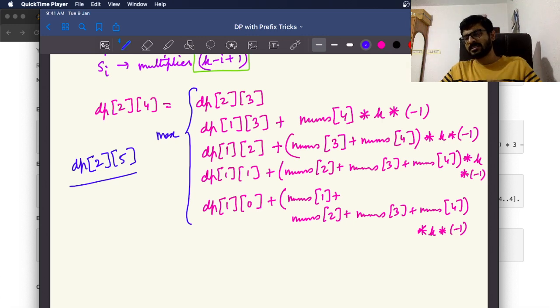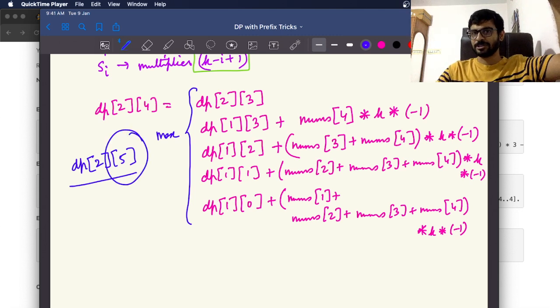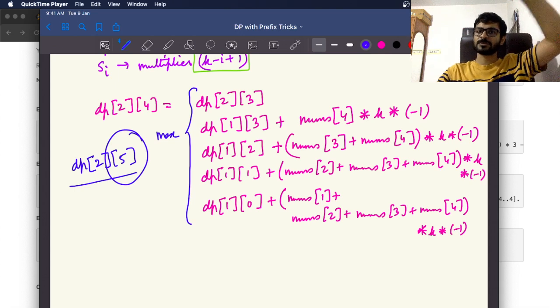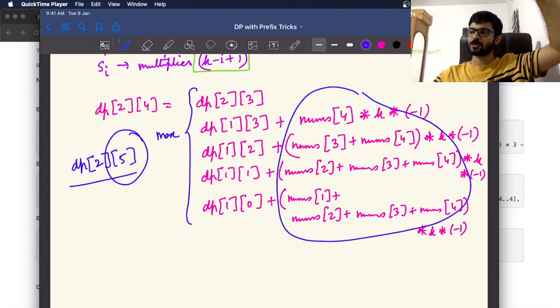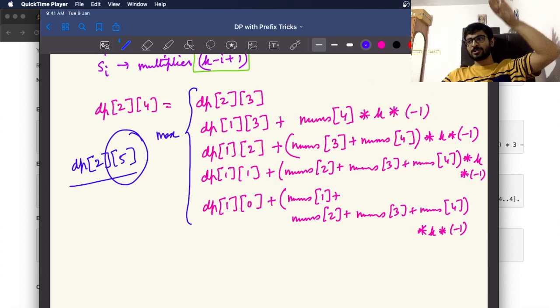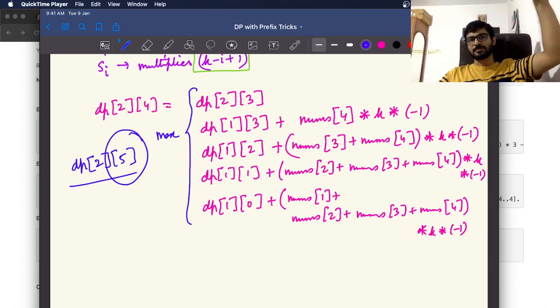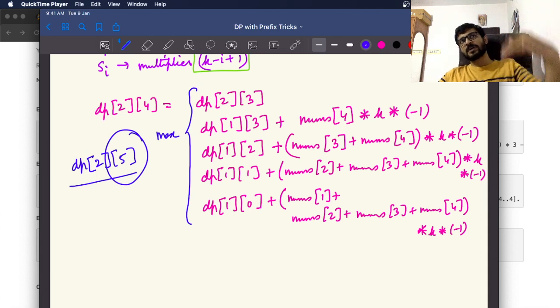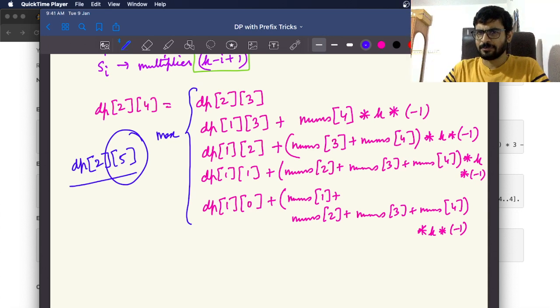So somewhere this will become slightly difficult to handle at some point of time, because at this 5th index, nums of 5 will come into the picture. Then at the 6th index, nums of 6 will come into the picture. And if you try to add nums of 5 to all of them, nums of 6 to all of them, it will become difficult. And if you say, okay, I will remember that for these 4, I will add nums 5. For these 5, I will add nums 6. That will become slightly difficult.